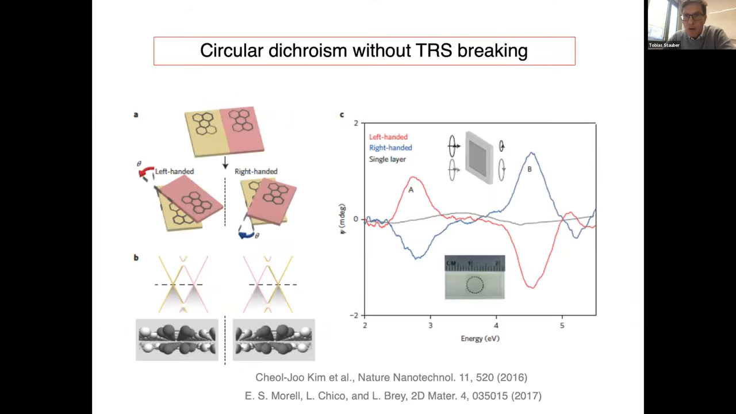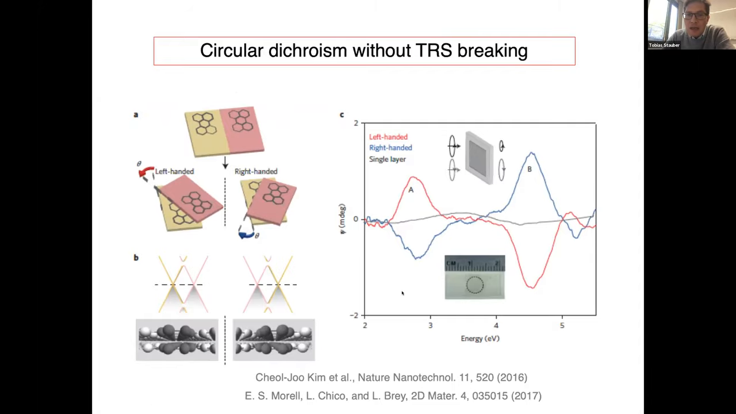Now, I'm talking about this because it has been measured in the far field. Here you see the different absorption cross-section of either left or right-handed light, and you see that there are differences at certain finite frequencies. This was done by the Park group, and a nice theoretical explanation was given by Louis Bray, Leonard Chico, and Eric Morel.